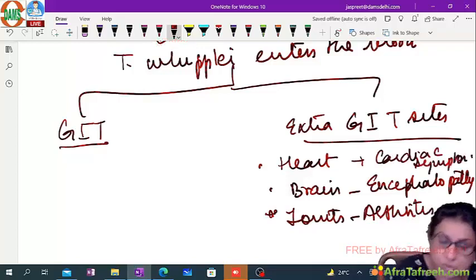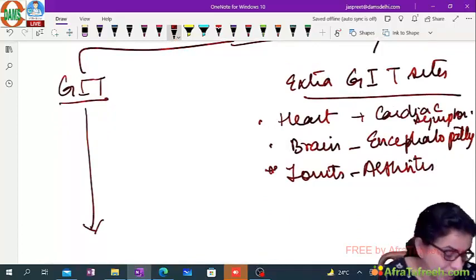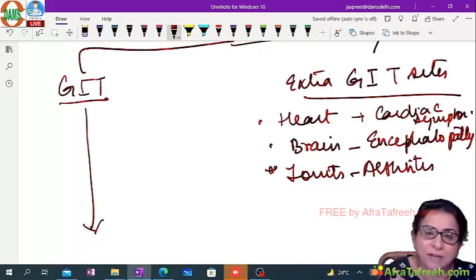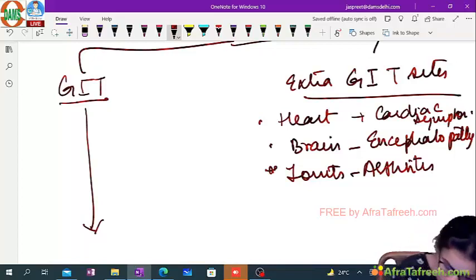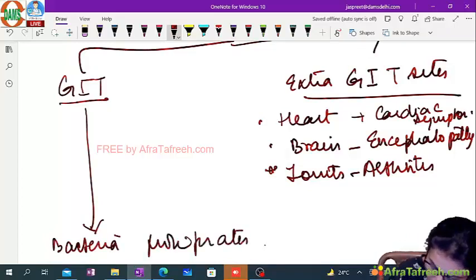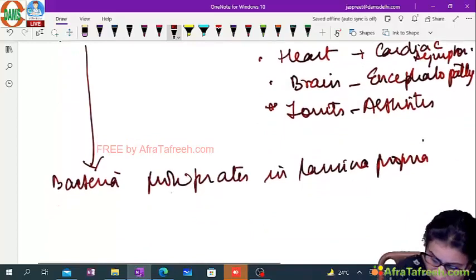Okay, now it goes to the GI tract. In the GI tract, this Tropheryma whipplei multiplies. It comes to the lamina propria and it multiplies. So the bacteria proliferates in the lamina propria of the intestine.